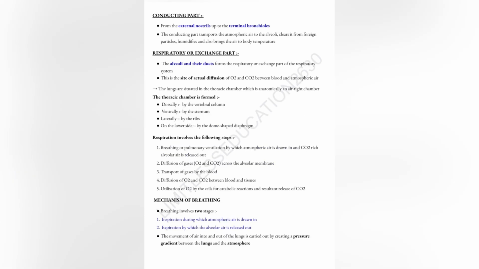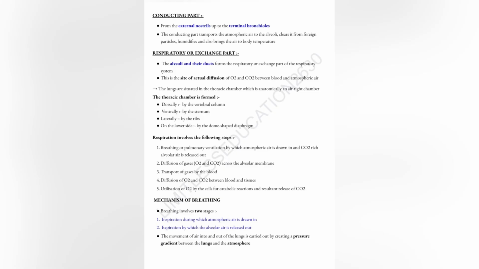Next one, conducting part. It is from external nostrils up to the terminal bronchioles. This conducting part transports the atmospheric air to the alveoli, clears it of foreign particles, humidifies it, and also brings the air to body temperature. Coming to the respiratory or the exchange part, alveoli and their ducts form the respiratory or the exchange part of the respiratory system. This is the actual site for the diffusion of carbon dioxide and oxygen between the blood and the atmospheric air.